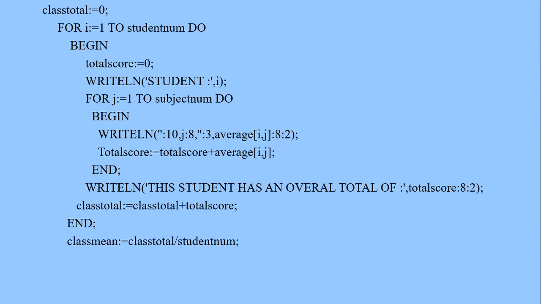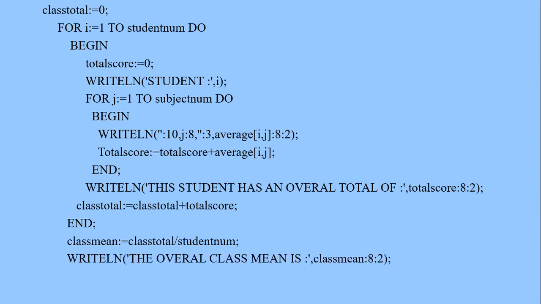Then before we exit the overall for loop, we calculate the class mean. We calculate the class mean by picking the content of memory location called student num and the content of the memory location called class total. So we pick the content of memory location called class total. We divide by the content of memory location called student num. The results we get, we assign them in the memory location called class mean.